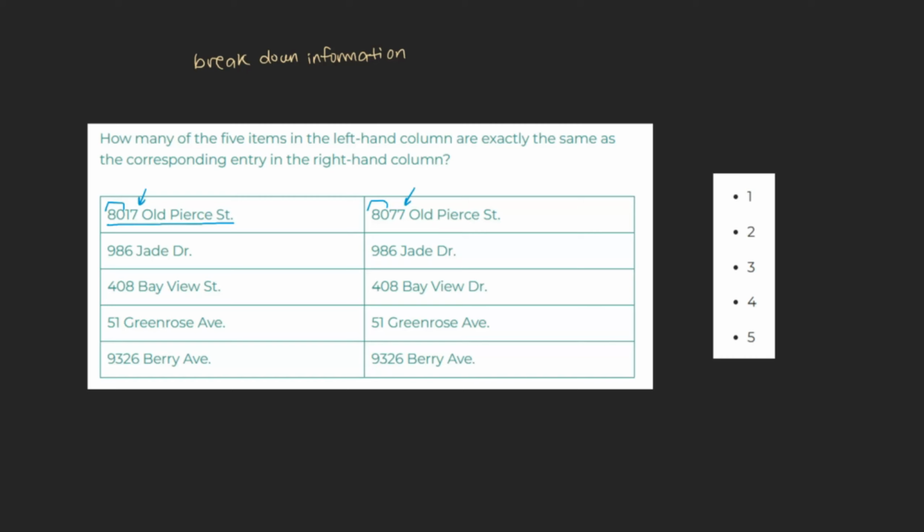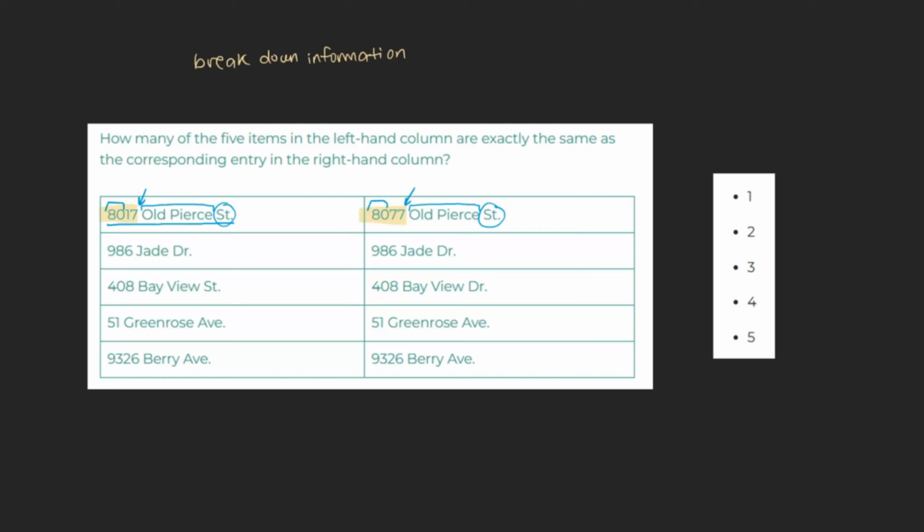Next, we move on to the name of the street, Old Pierce. As both columns agree to this, we can move on. Finally, we pay attention to the type of street listed. This is another area where it's easy to make a mistake. Sometimes a street is swapped for a drive or an avenue, etc. In this case, both streets are called street, but because the address number is different, we can mark this as our first mistake.